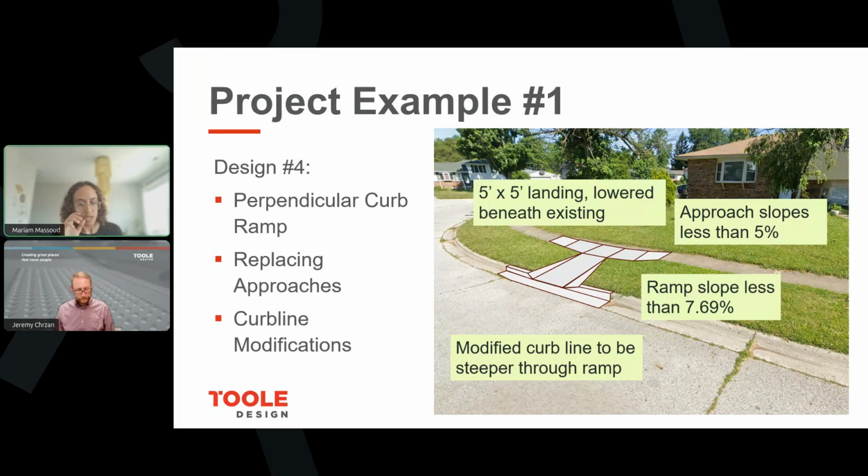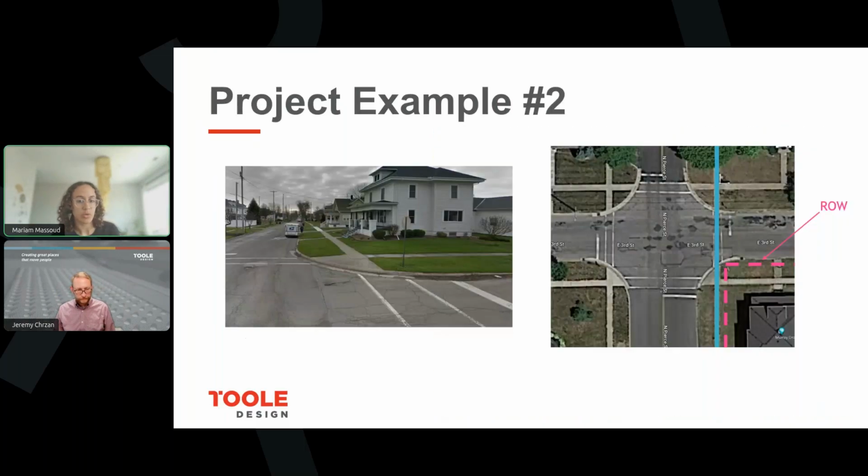But that was kind of the end result on that project, a perpendicular ramp with about 10 feet of replacing the walk on each side of the landing. And then one more project really quickly. The scope here was to replace the walk shown in the solid blue line on the right side of the right image.